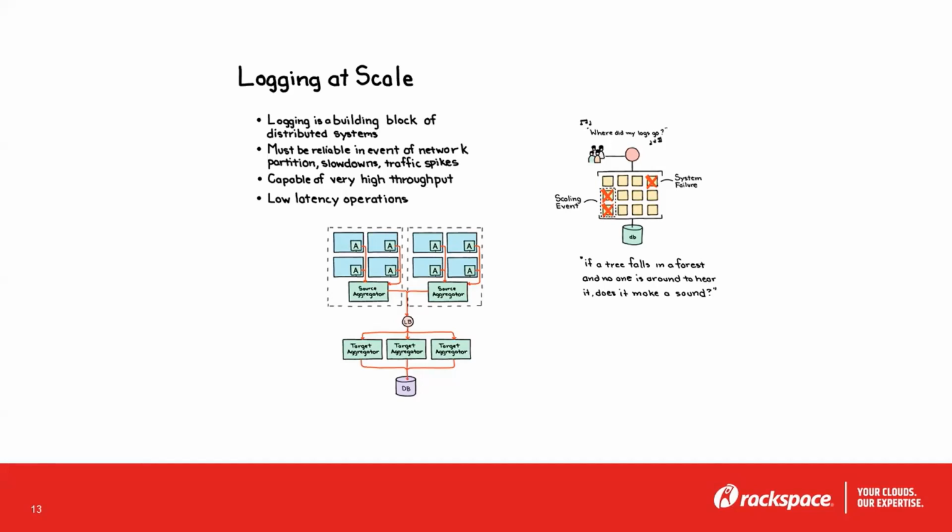And so we start looking at logging infrastructures. In order to do that, we want to make sure we have a logging infrastructure that is reliable, that can survive in the event of networking issues, network partitions, slowdowns, that is capable of accommodating spikes in traffic, of very high throughput, and of low latency operations. Now, this starts to sound like a typical service in the cloud, and it really is. Logging becomes a tier 1 service in our application.